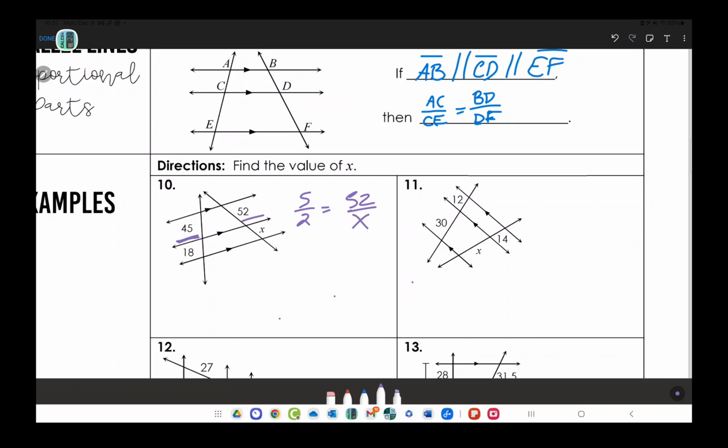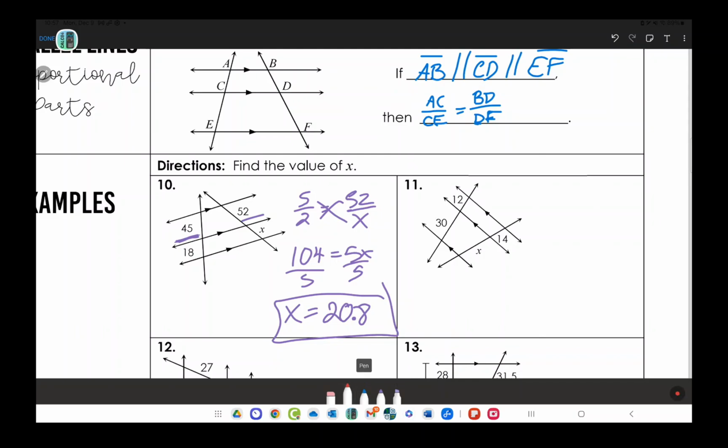Now, again, we can kind of use a shortcut since 10.4 times 5 is 52. So 2 times 10.4 would be 20.8. Or you can just cross multiply. 104 is equal to 5x, divided by 5, x equals 20.8. So either way is fine.